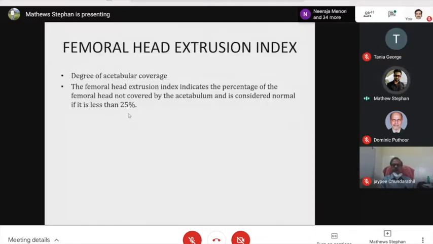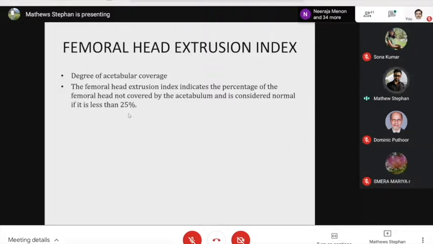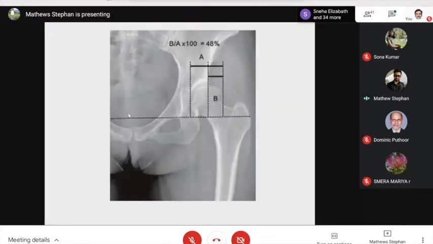Next, the femoral head extrusion index. It indicates the degree of acetabular coverage. The femoral head extrusion index indicates the percentage of the femoral head not covered by the acetabulum and is considered normal if it is less than 25%. So here we can see D by A into 100 is 45, which is normal. If it is less than 25, it is abnormal.